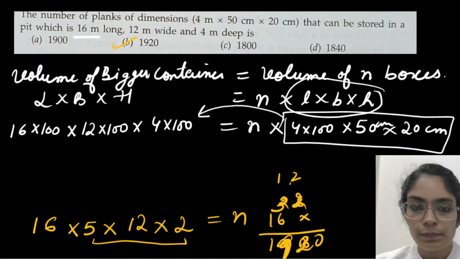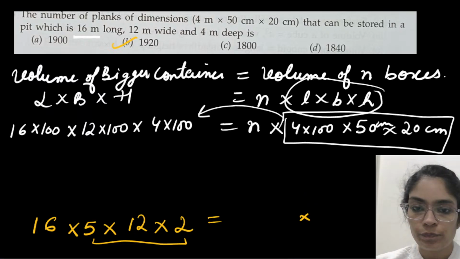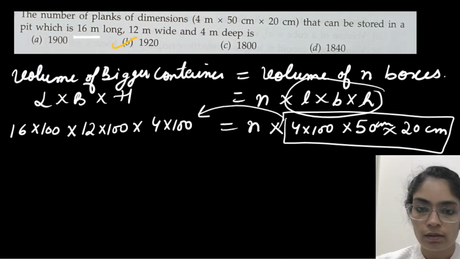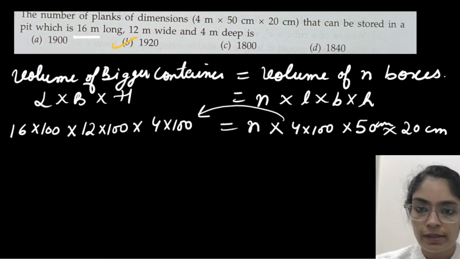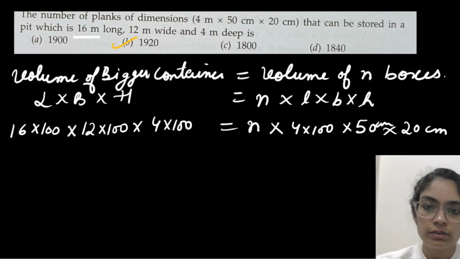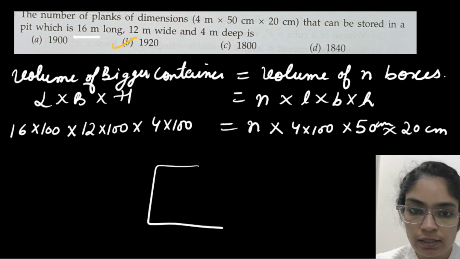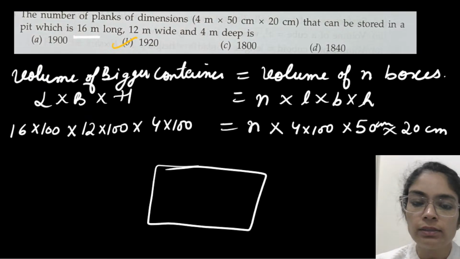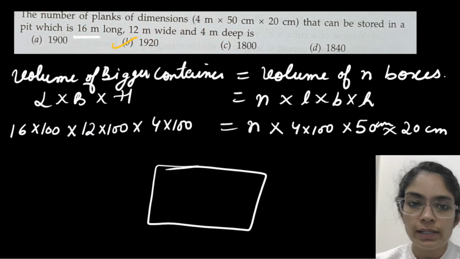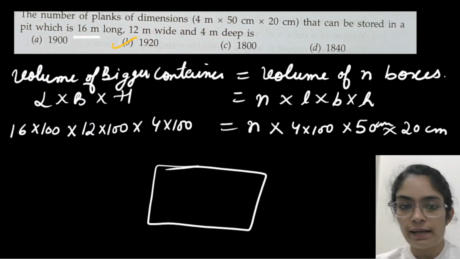Okay, I'll just explain this question again. First of all, what is given to us? Just try to understand the situation. Here, one box is there. The bigger box is actually a pit. The pit is cuboidal in shape because its length, breadth, and height are given to us.